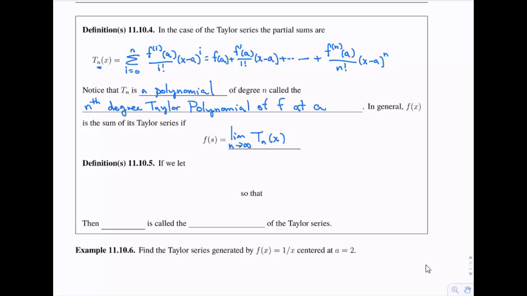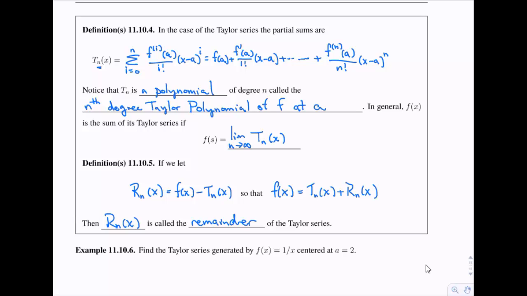Okay, and the last thing is how well does this do of approximating the function. So we're going to talk a little bit about a remainder, which is this R sub n thing. R sub n of x, which we're going to define to be just f of x, the function itself, minus the nth degree Taylor polynomial. So that way, really, f of x is equal to the nth degree Taylor polynomial plus this R sub n at x. So again, this R sub n at x is called a remainder of the Taylor series. So this is whatever's left over. This is how far we are away from the actual function.